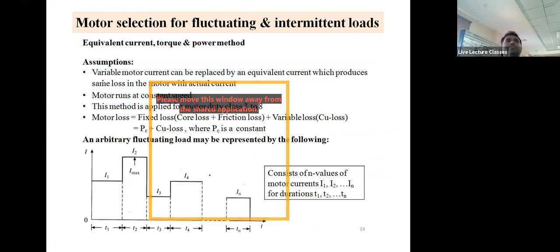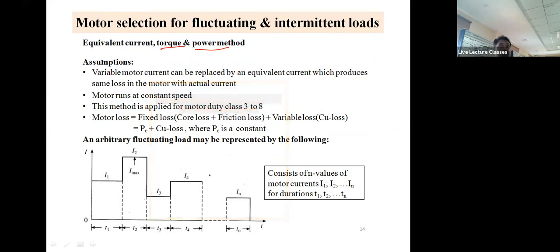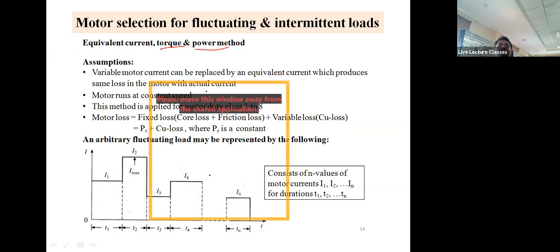Okay, so the equivalent torque and power method is this one. Variable motor current can be replaced by an equivalent current which produces the same loss in the motor as the actual current. This is the principle for RMS calculation. Motor loss is a function of fixed loss, that is core loss plus friction loss, plus variable loss, which is the copper loss.